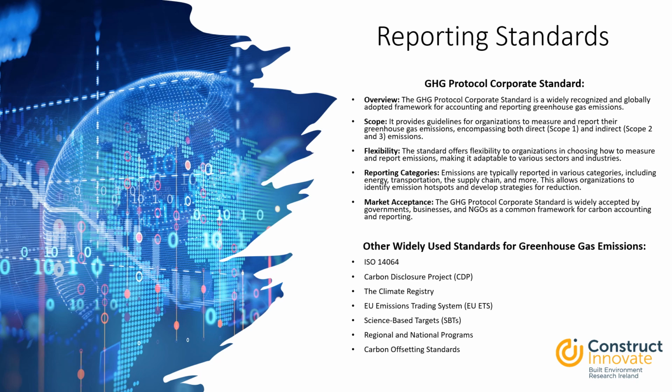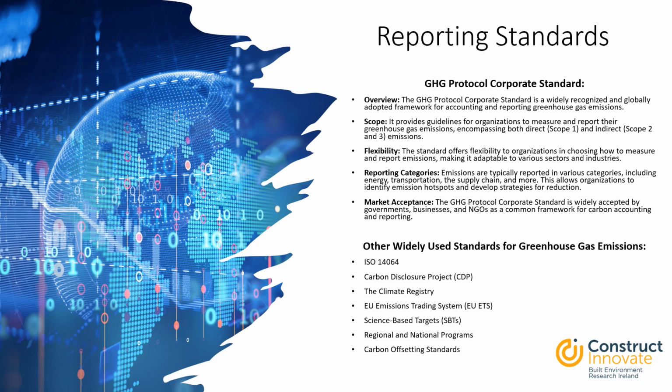The standard offers flexibility to organisations in choosing how to measure and report emissions, making it adaptable to various sectors and industries. Emissions are typically reported in various categories, including energy, transportation, the supply chain, and more. This allows organisations to identify emission hotspots and develop strategies for reduction. The Greenhouse Gas Protocol Corporate Standard is widely accepted by governments, businesses, and NGOs as a common framework for carbon accounting and reporting. There are many other widely used standards for greenhouse gas emissions reporting.